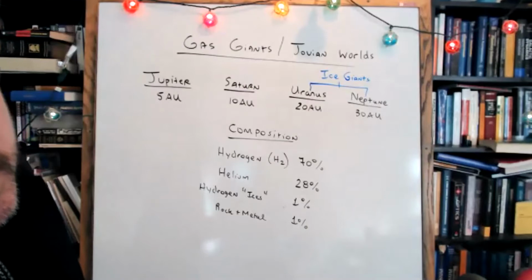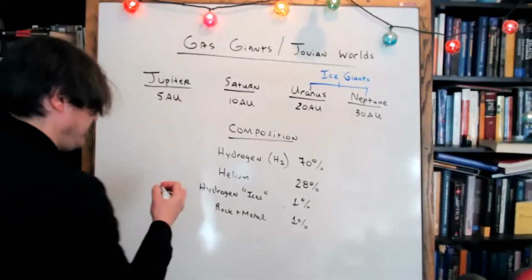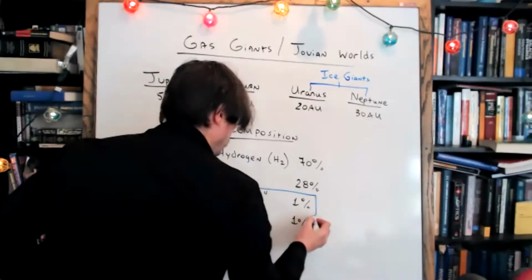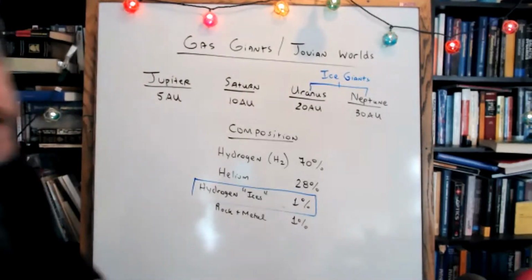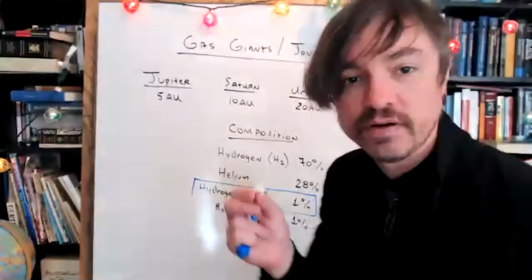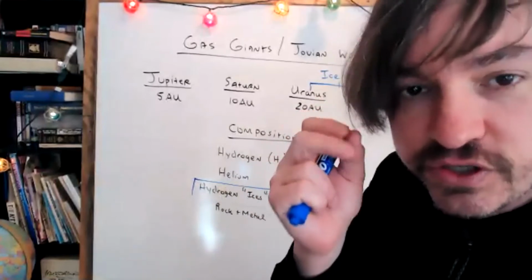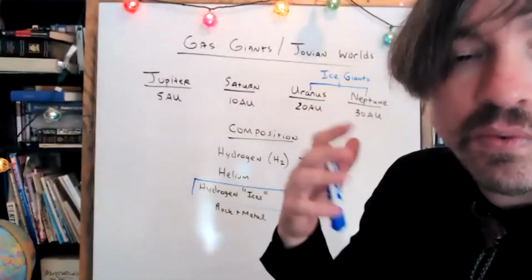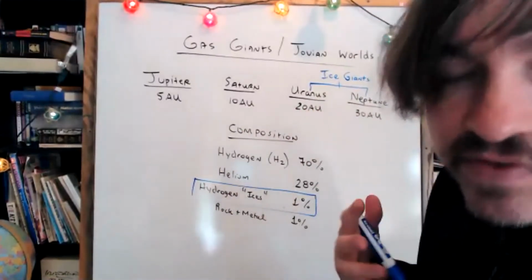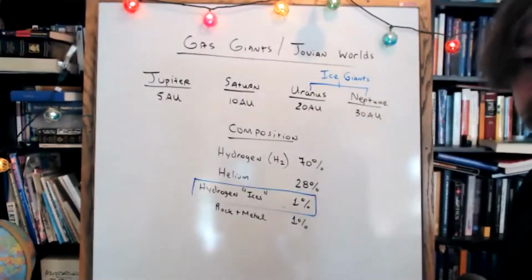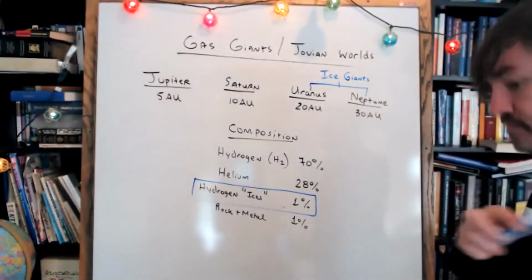Hydrogen ices are something that we need to discuss for a little bit. Hydrogen ices are at the very heart of what makes the Jovian worlds tick, why they formed the way they do, and why they have such a variety of interesting geology associated with them.